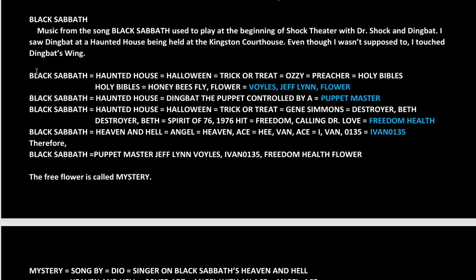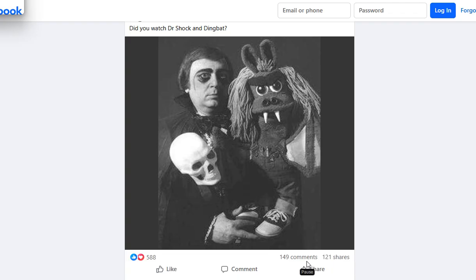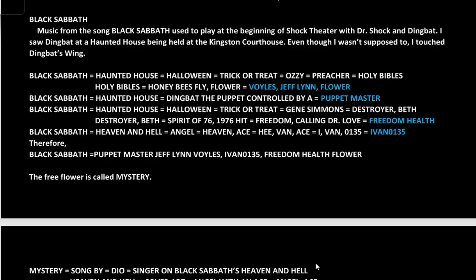At the haunted house, they had a puppet called Dingbat who used to be on the show called Shock Theater. You had a host named Dr. Shock and a puppet named Dingbat. All right, there's a picture of Dr. Shock and Dingbat. So anyway, at the beginning of Shock Theater, they always play the opening riffs to the song Black Sabbath by the band Black Sabbath. So Dr. Shock, Dingbat, and Shock Theater all had a connection to the band Black Sabbath via the playing riffs from the song Black Sabbath.